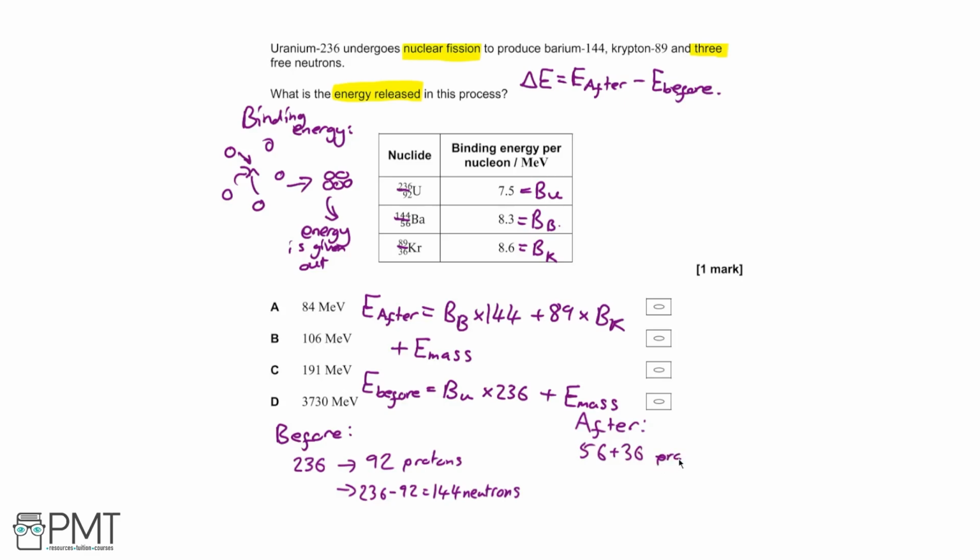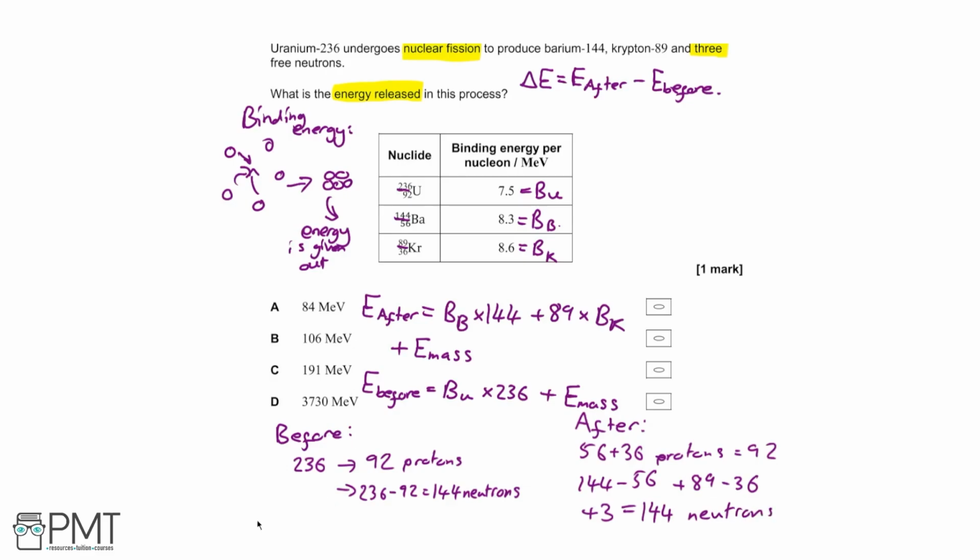protons, which is equal to 92. And we find that we have 144 minus 56 from the barium, plus 89 minus 36 from the krypton, for the exact same reason as before when we were calculating the number of neutrons in the nucleus, plus 3, because we have free neutrons. So that gives us 144 neutrons again.